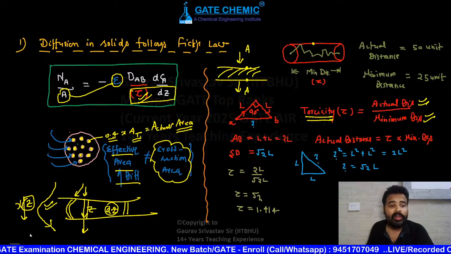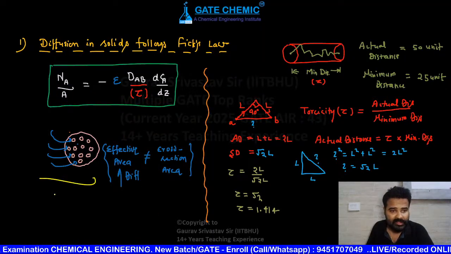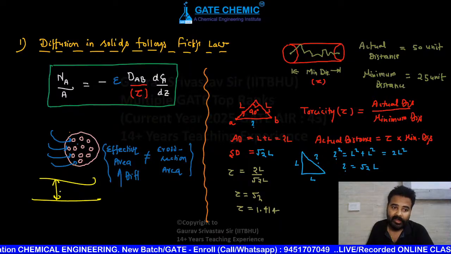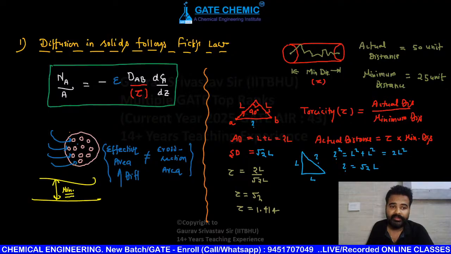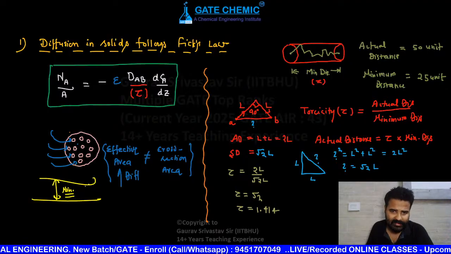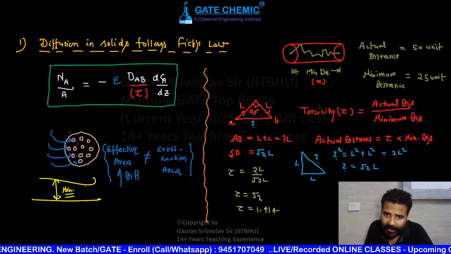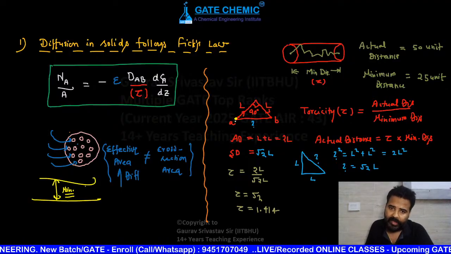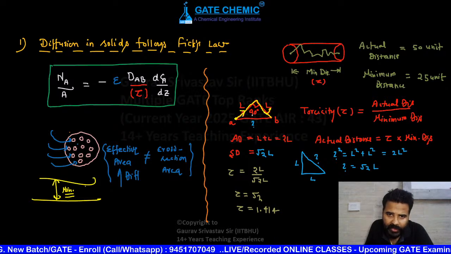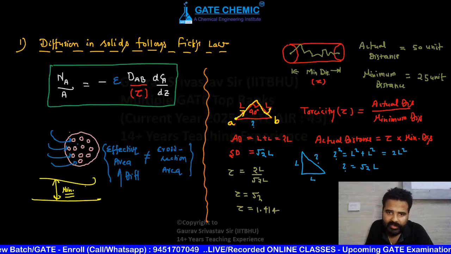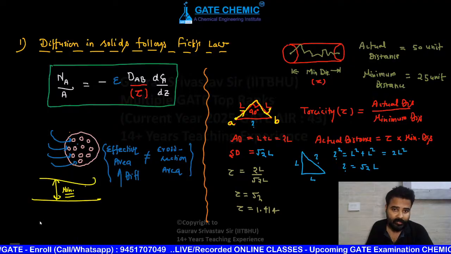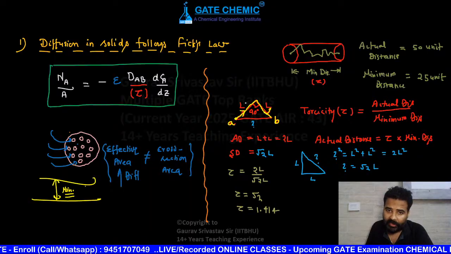And in all these cases, what is the minimum distance? If this is the solid, then this is the minimum distance. And suppose I am taking one typical example. Some particle is available at this point A, and actually it is moving towards this point B by this path that you are seeing, but I don't know how to write it. It actually went like this from A to B.